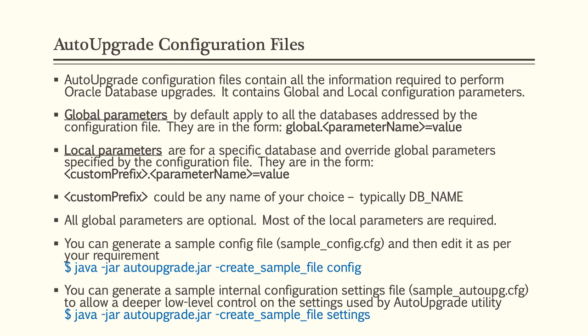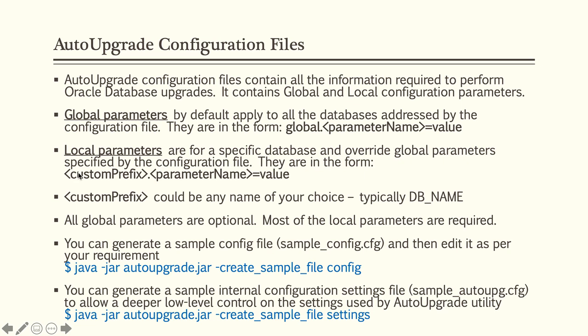And then somebody says, what if I mention a parameter which is both in the global and local section? Then I said the local parameters will have a higher precedence over the global parameters. So global parameters by default apply to all the databases which you are planning to upgrade by putting them into the config file, and the way you mention them is global dot parameter name equals value. And then there are local parameters. Local parameters are for that specific database which you are planning to upgrade.